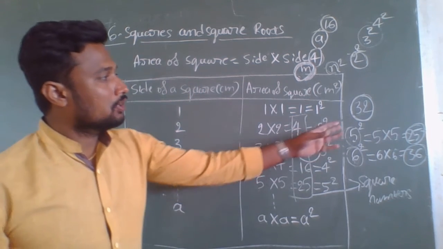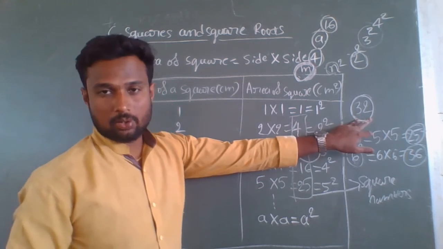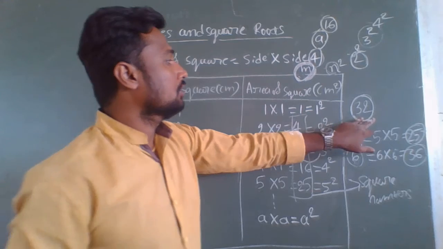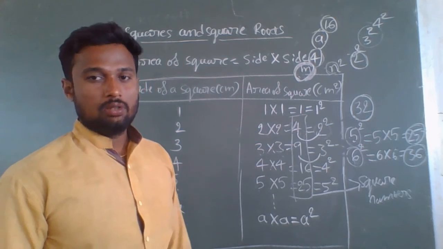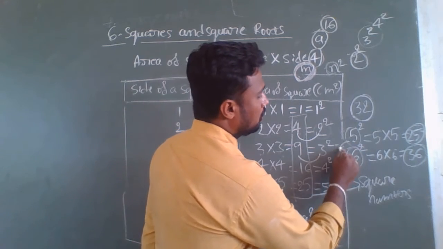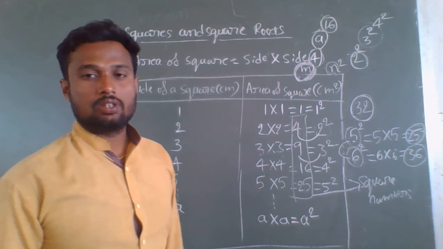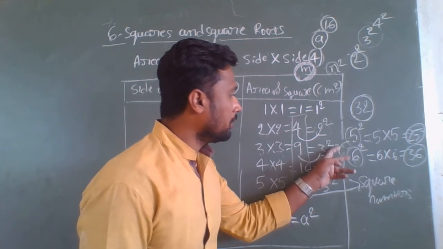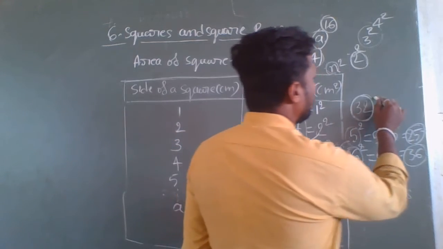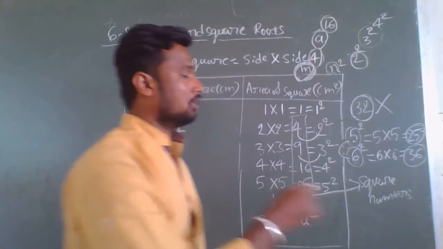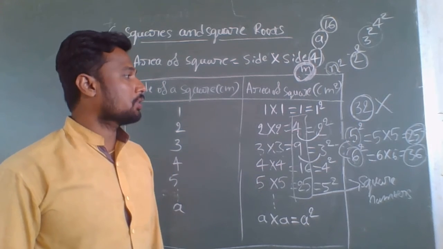But to get 32, if this 32 is a square number, it should be a natural number multiplied two times. It should be the product of a natural number between 5 and 6. But there is no natural number between 5 and 6. Therefore, 32 is not a square number.